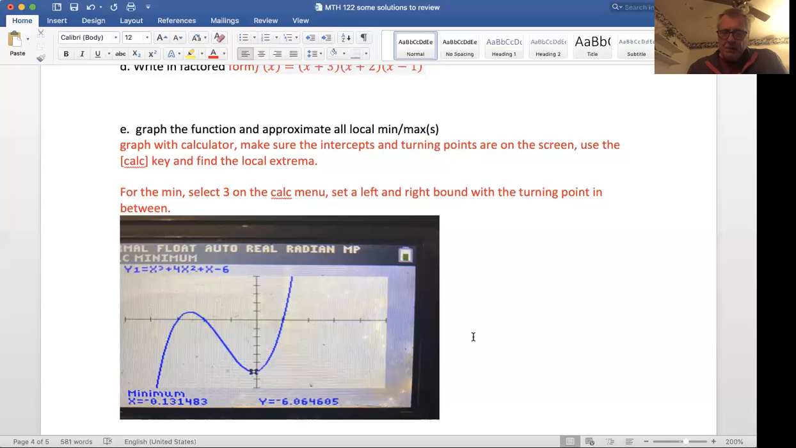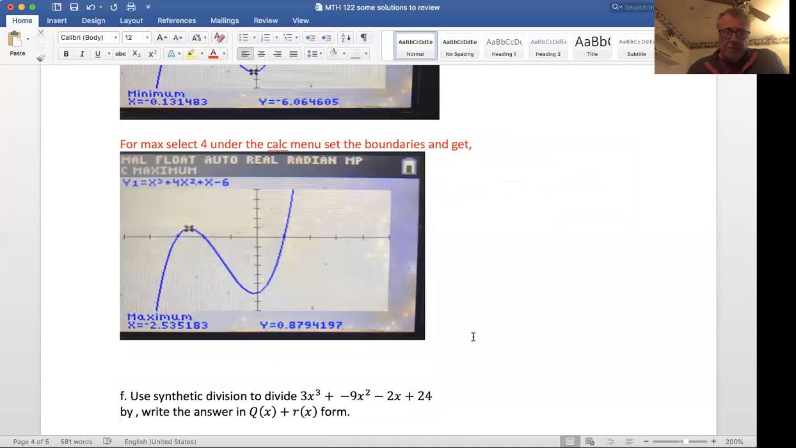For the max, we're going to do basically the same thing, except we're going to choose 4 on the calc menu. Set the left boundary. The left boundary would be to the left of that high point. The right boundary would be to the right of that high point. And then hit enter, enter, enter, and we get 2.535.